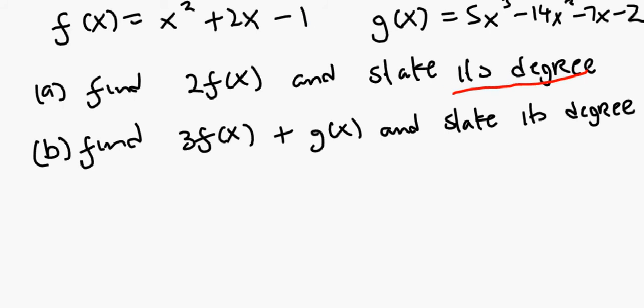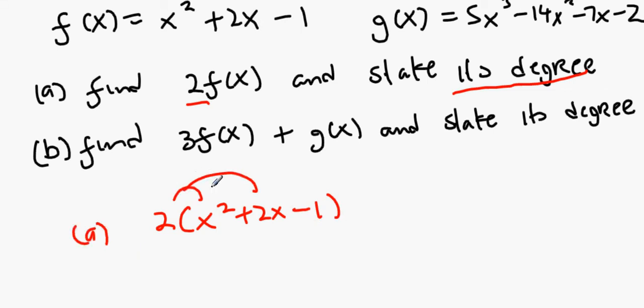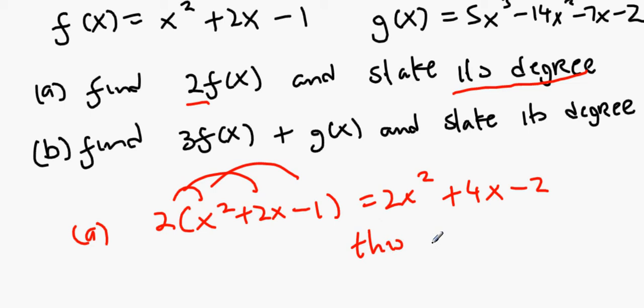Okay, so what we do is multiply 2 by f of x. So 2 multiplied by f of x, which is x squared plus 2x minus 1, is part A. Multiply out, and what we're going to get here is 2x squared plus 4x minus 2. And this is of degree 2. The reason it's of degree 2 is because of the x squared. The squared is the highest power, so it's of degree 2.